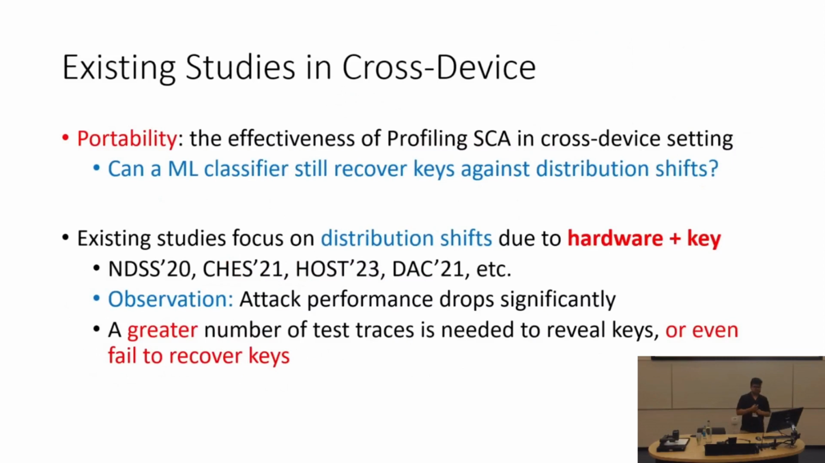So, existing studies in cross-device scenarios. The effectiveness of portability of profiling side-channel attacks in cross-device settings. Can a machine learning classifier still recover keys against distribution shifts? Existing studies primarily focus on discrepancies caused due to hardware and key. And the general observation is any form of discrepancy leads to a performance drop in the attack.